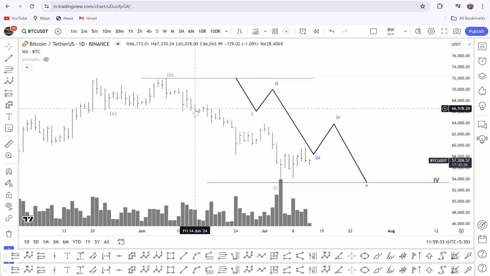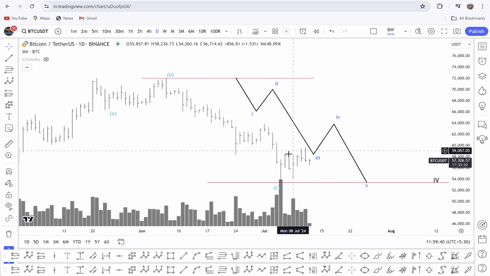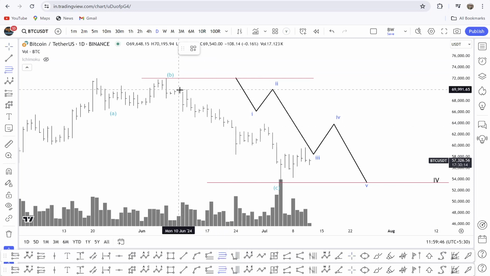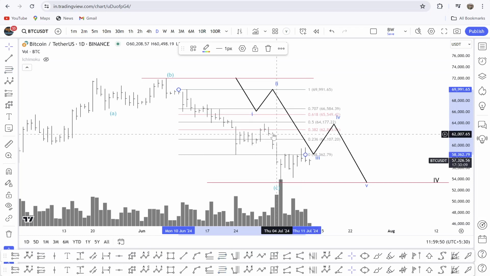1 up to here, then 2, then 3. This is the fourth and 5. Why have I put the fourth wave here? Because I am comfortable to see the correction is between 38 to 50%, which gives me the confidence. So this is my fourth wave.